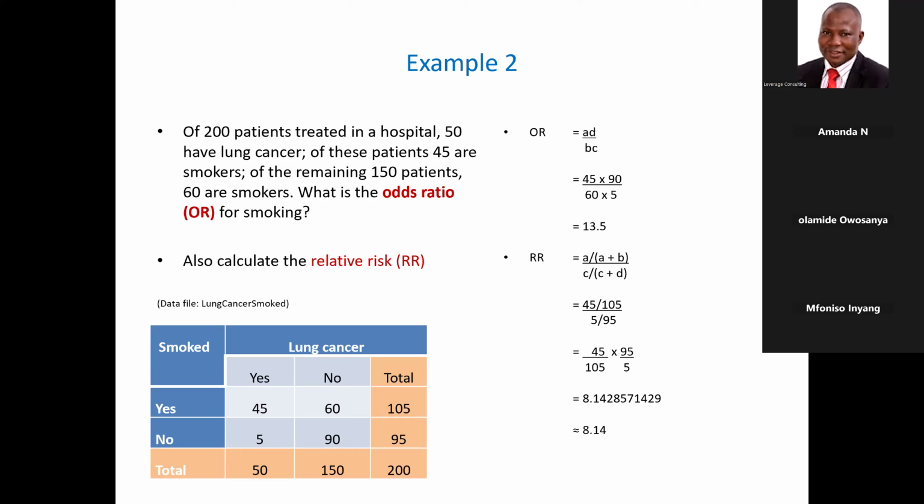It's the same thing among the people that do not have lung cancer. What is the odds of smoking? It's 60/90, because it's going to be 60/150 divided by 90/150. At the end of the day, 150 will cancel 150, and it's going to be 60/90. So the odds of smoking among the people that have lung cancer is 45/5, and among the people that don't have lung cancer is 60/90.